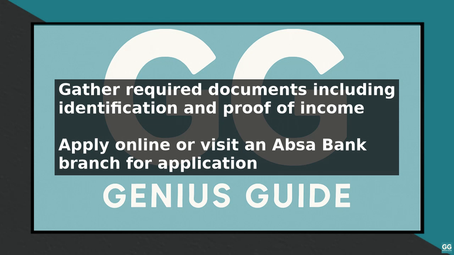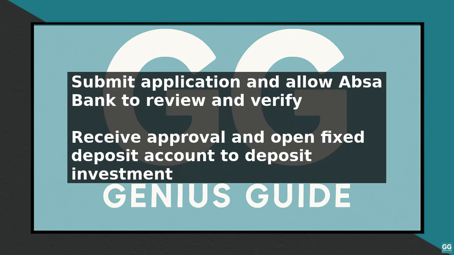After submitting your application, Absa Bank will review and verify your information. Once approved, your fixed deposit account will be opened, and you can deposit your investment amount. You can choose to receive interest payments monthly, quarterly, or at maturity, depending on your preference.